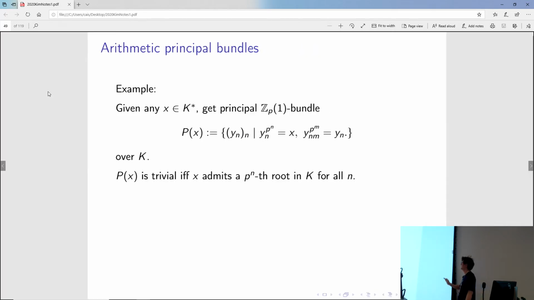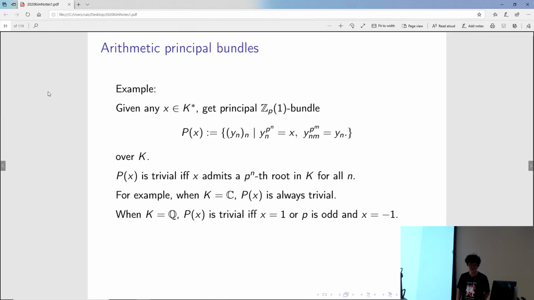Now, note, this is just to give you a flavor of why this might be an interesting framework or language to think in. Well, you see that the principal bundle is trivial exactly when x admits a p^n-th root in K for all n. Right? Because remember, to be trivial, it has to have a point that's fixed by the Galois group, which means it has to have a K-rational point, which means x has to have a p^n-th root for all n. So, for example, when K is a field like C, of course, it's always trivial.